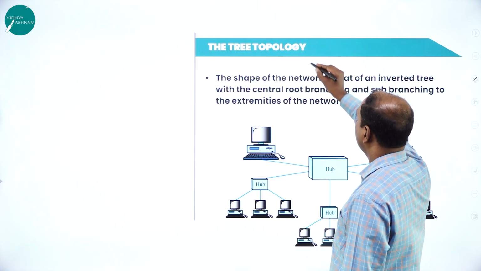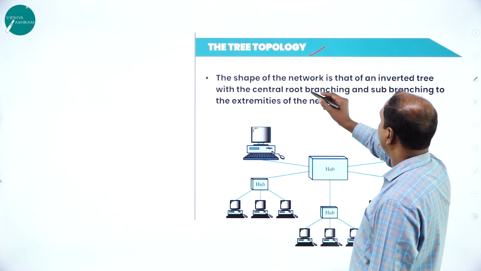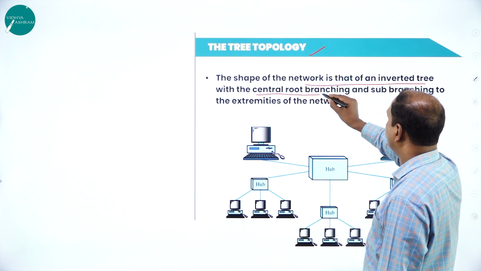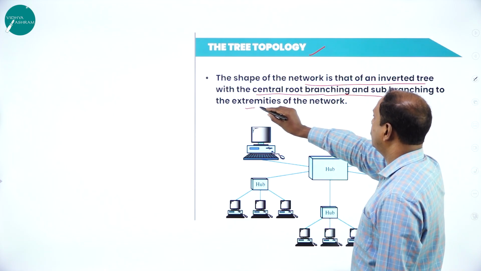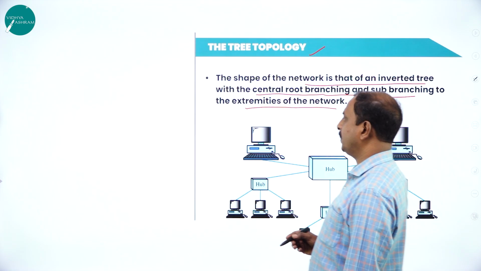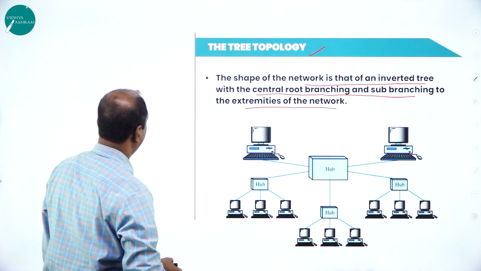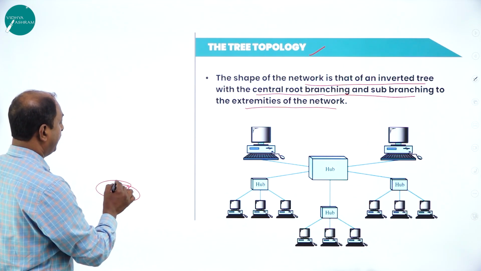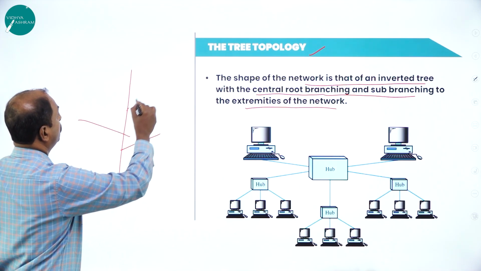Next one is tree topology. What is tree topology? The shape of the network is that of an inverted tree with a central root branching and sub-branching to the extremities of the network. So it looks like a tree structure. What is the meaning of tree structure? You can imagine like this. Suppose this is the root of a tree, and these are the branches. You can assume like this.